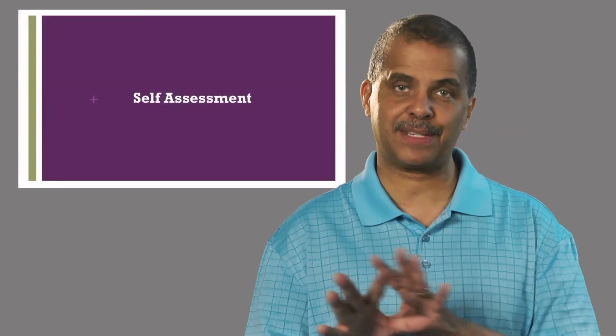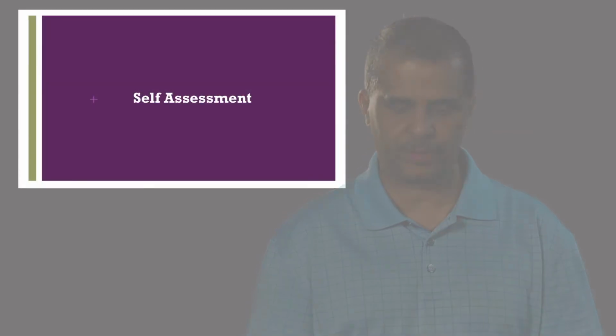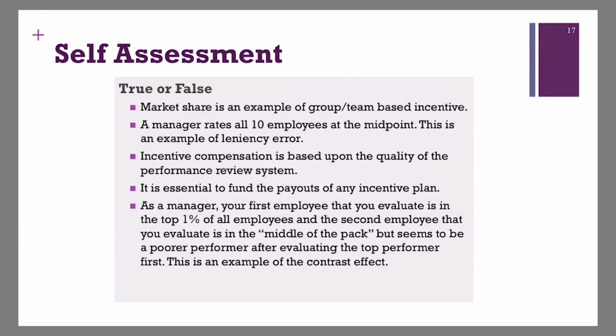So hopefully what you have learned about is: what is incentive compensation? How do you design incentive compensation? What are the categories of incentive compensation, as well as the risks? So let's pause for a moment and do a self-assessment. I'm going to have some items, and you tell me whether it's true or false. Number 1, market share is an example of a group or team-based incentive. Is it true or is it false? Hopefully you said false. Market share is company-wide, organization-wide.